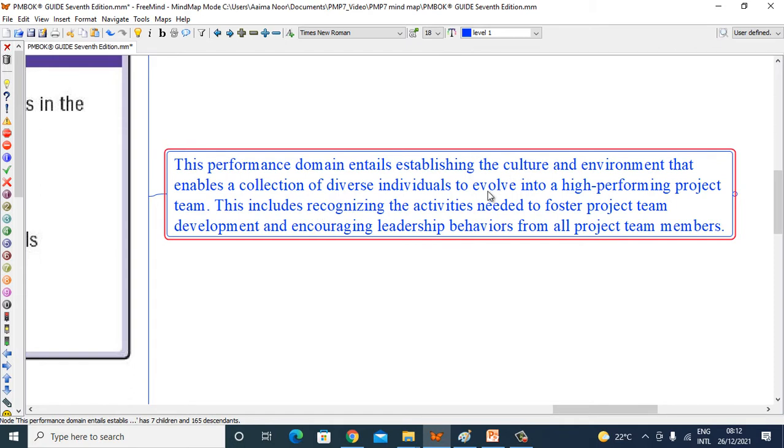This performance domain entails establishing the culture and environment that enables a collection of diverse individuals to evolve into a high-performing project team. This includes recognizing the activities needed to foster project team development and encouraging leadership behavior from all project team members.